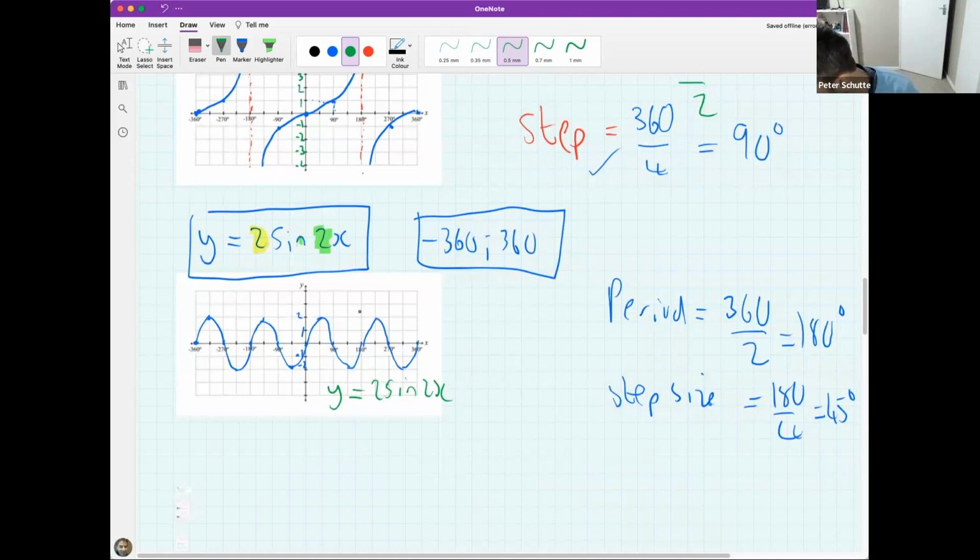The 2 in front of f of x, in 2 sine 2x, stretches the graph to go between 2 and minus 2, when it used to only go between 1 and minus 1. And then the 2 in front of the x forces the graph, instead of fitting a whole cycle into 360, to now fit 2 whole cycles within 360 because the period has been changed to 180.